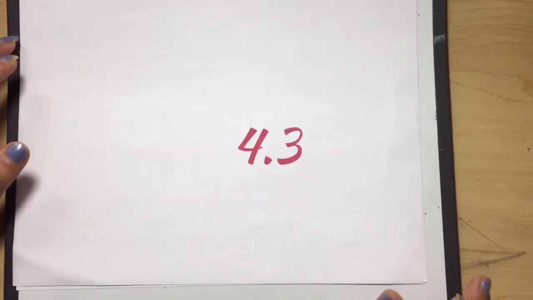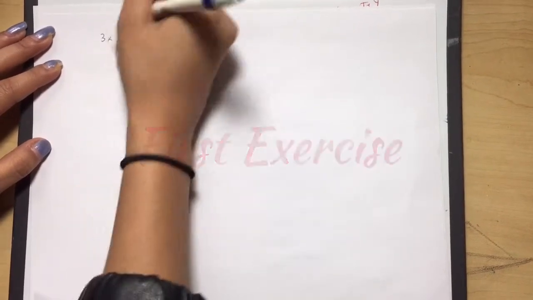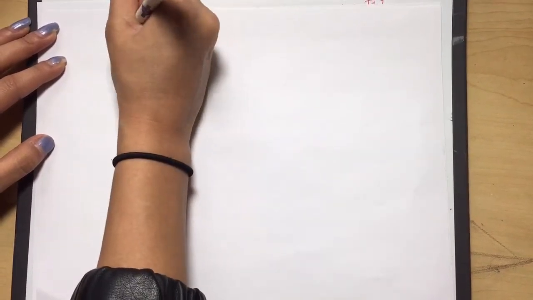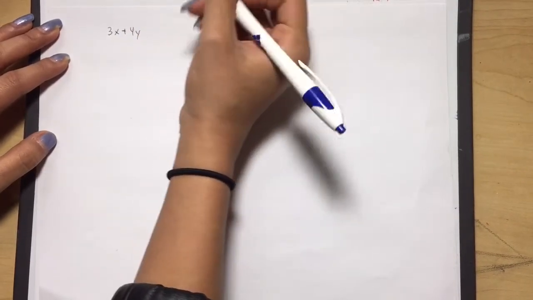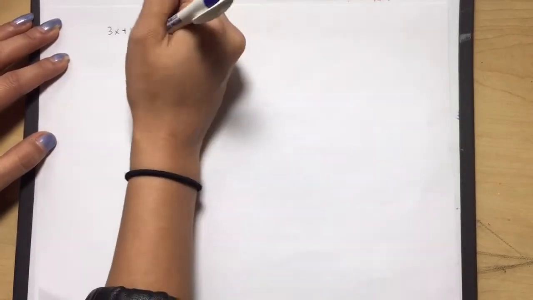So in chapter 4.3, we're going to be solving system of inequalities. For example, if you start with it gives you 2 set of inequalities, and you have to solve them to find points, x and y.